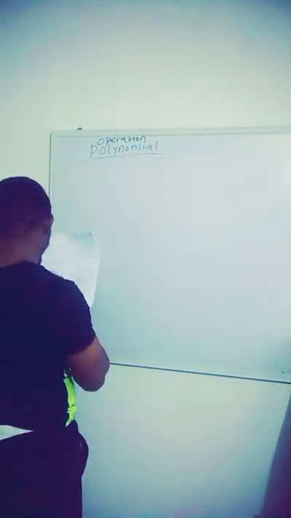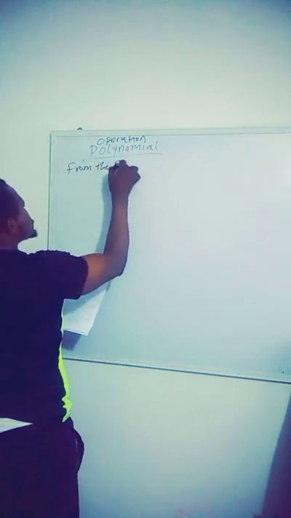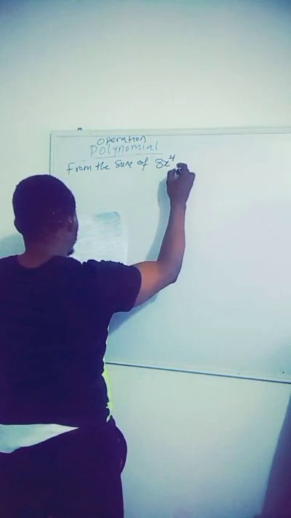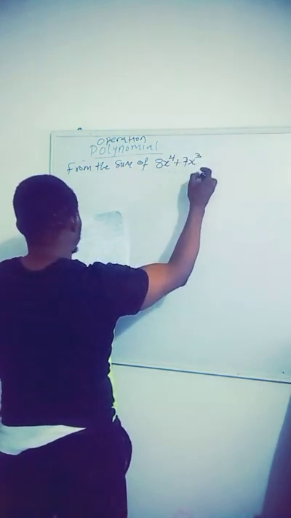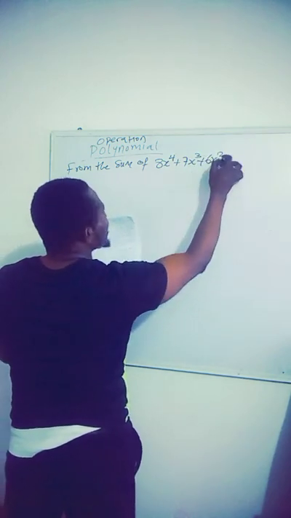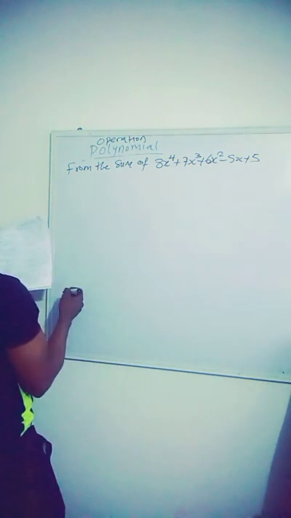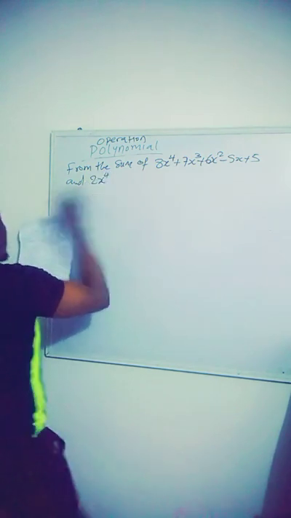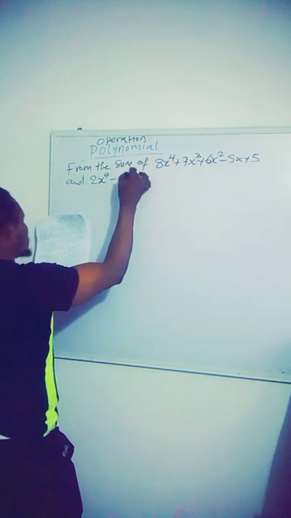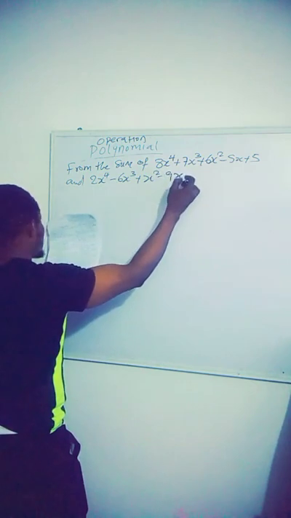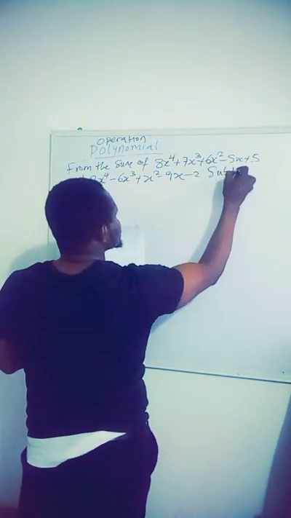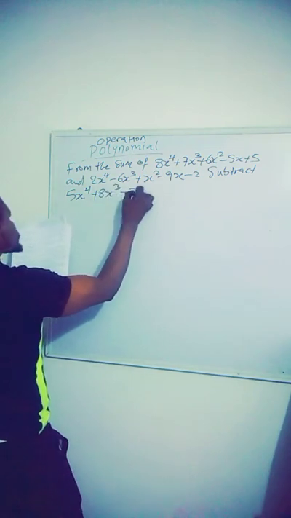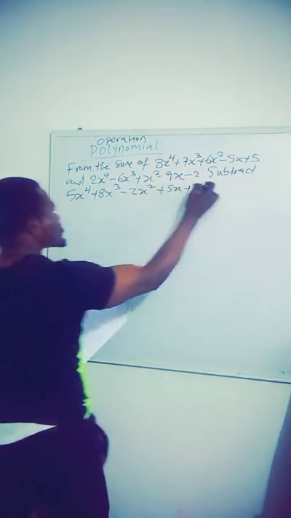So the question says that from the sum of 8s raised to power 4 plus 7s raised to power 3 plus 6s squared minus 5s plus 5, and 2s raised to power 4 minus 6s raised to power 3 plus s squared minus 9s minus 2, subtract 5s raised to power 4 plus 8s cubed minus 2s squared plus 5s plus 7. So this is what we have.